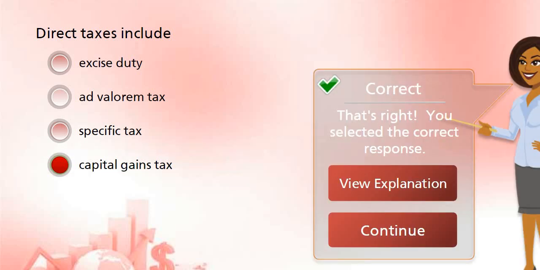Question 39. Direct taxes include A. excise duty, B. ad valorem tax, C. specific tax, D. capital gains tax. The right answer is capital gains tax. Direct taxes are taxes imposed on the income of individuals or the profit of firms. For example, capital gains tax is a tax imposed on the increase in the value of an asset owned by an individual. So the right answer is D.